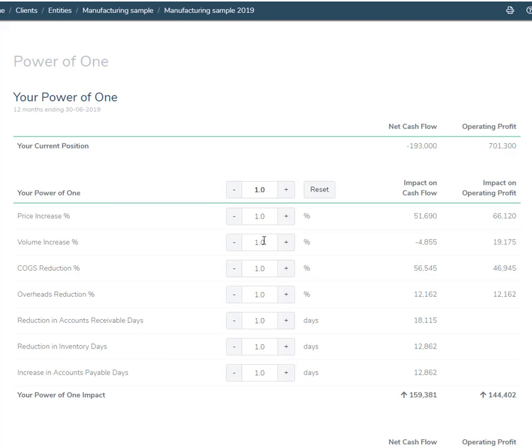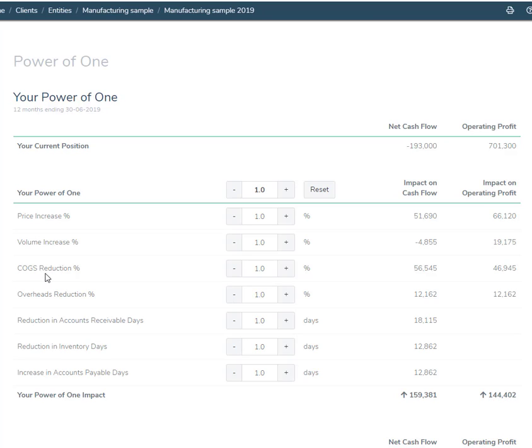If we look at volume increase, because we're funding so much of our business via loans, actually increasing more sales has a negative impact on cash flow. So we're actually going to have less money in our pockets by increasing the volume that we sell by $4,855. It's really interesting, because you would expect that as you tried to sell more, you would actually end up with more in your pocket. But depending on how you're having to fund the running of the business, it may not be the case.